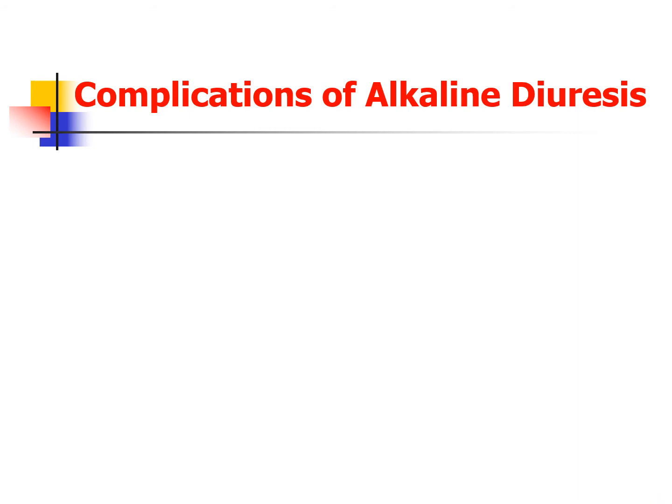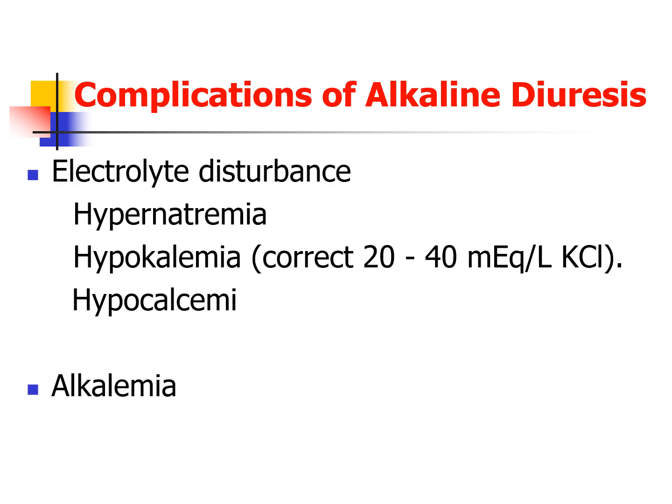We have to be very careful during calculating the doses of mannitol, sodium bicarb, and fluids used for alkaline diuresis to avoid complications. For example, if I used excess amount of sodium bicarbonate, the excess sodium may cause electrolyte disturbance in the form of hypernatremia, hypokalemia, and hypocalcemia. Also, the bicarb of the sodium bicarbonate may lead to alkalemia. If I used excess intravenous fluids, the patient may suffer from fluid overload. Excess intravenous mannitol may lead to dehydration.